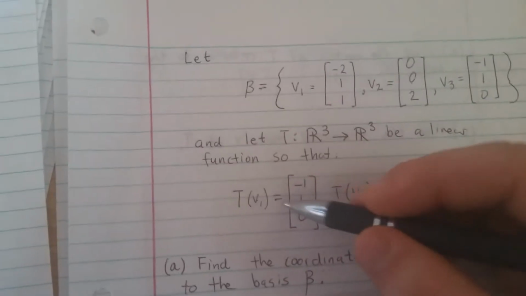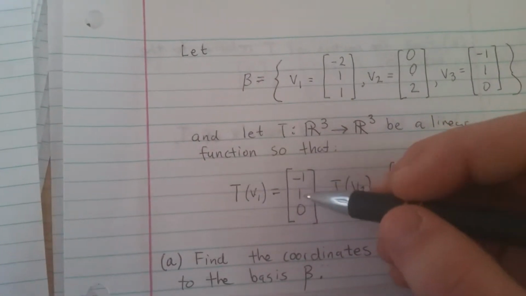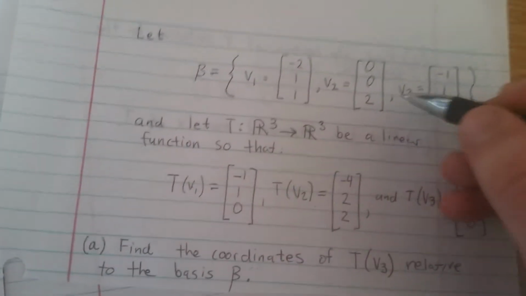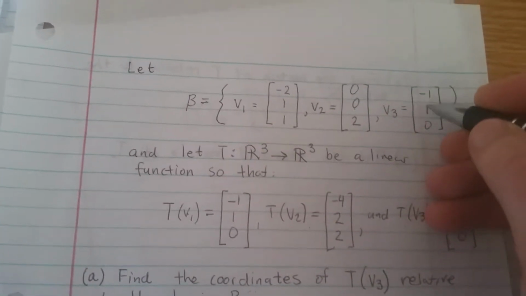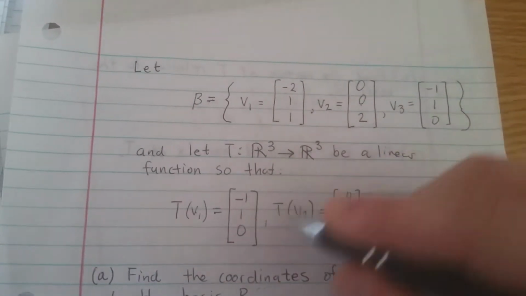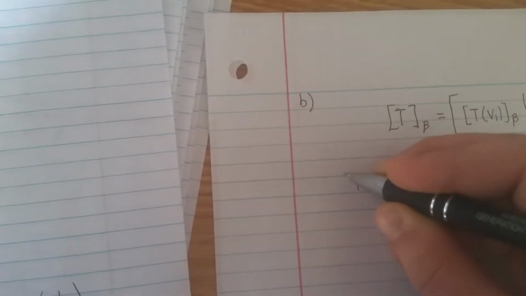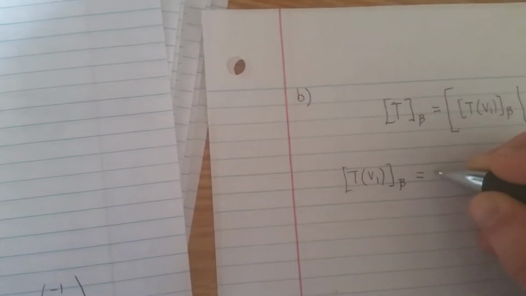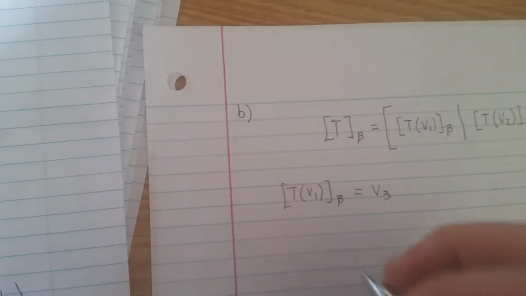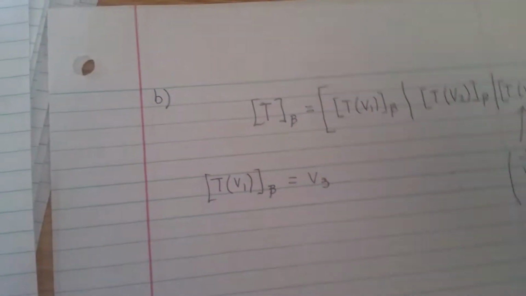The nice thing about this is if you look at, so let's look at T of V1. It is negative 1, 1, 0. Up here in the basis, this is actually also the same thing. Do you see that? So we can write T of V1 relative to the basis as literally just V3 in the basis. This is just like a sub-step. We're going to solve this by inspection instead of the other way, which always works too, which was done in part A.